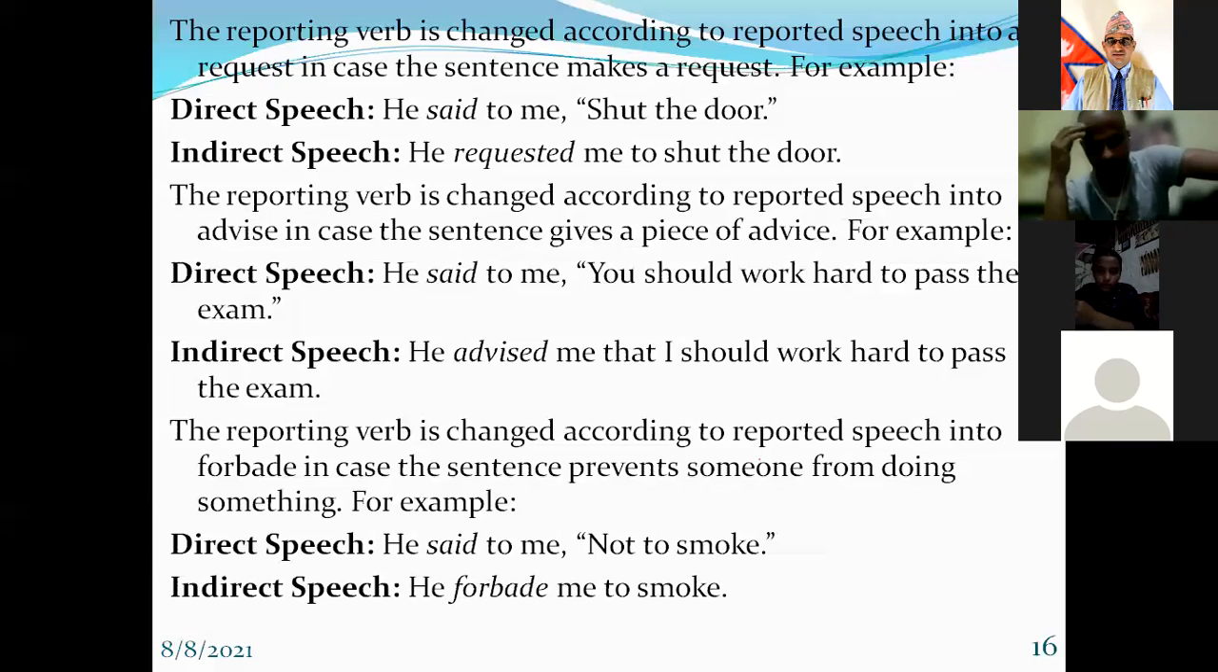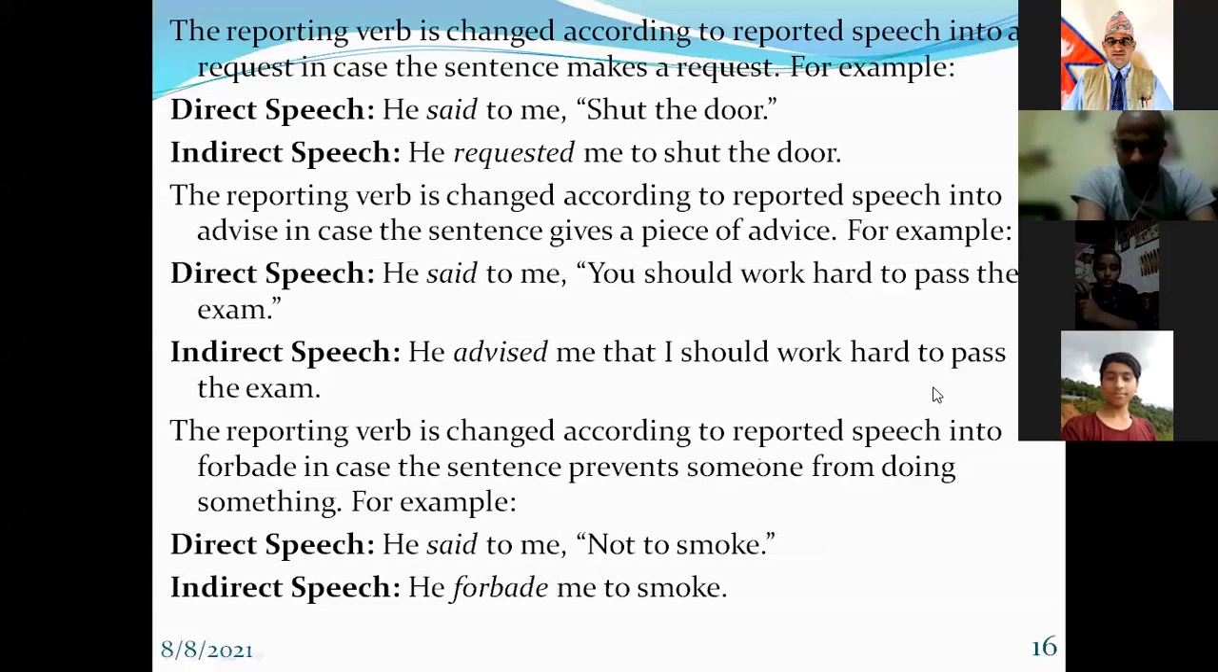Please explain how we use forbid and its uses. Forbid means you are not allowed to. It is a negative word. When you see forbid in any sentence, it is in negative form. He forbade me to smoke. He told me not to smoke is also correct. He said to me, don't smoke. Understood?